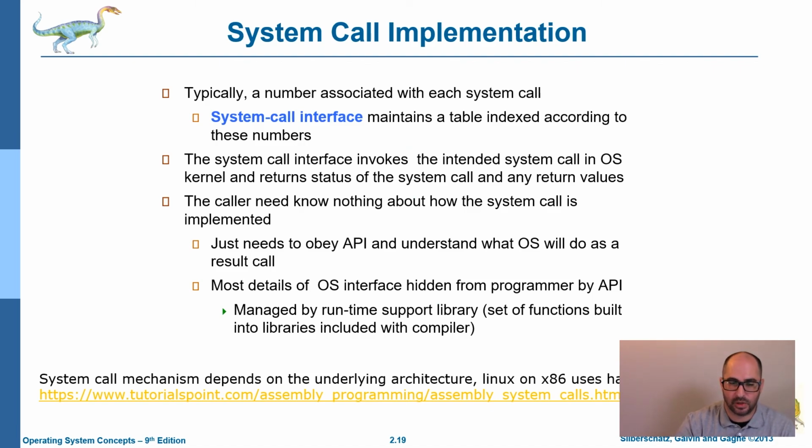So a system call is typically a number. And let's say that number is for write. I'm not sure if this is the right number. We'll say that the number for write is 1. I would need to provide the system call number of 1 to the system call interface to then invoke that write method.